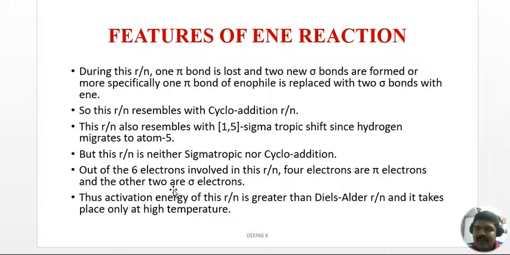So in the case of Diels-Alder, you don't have a sigma electron migration, so you can find the difference. You can say that the activation energy for this reaction will be greater than the Diels-Alder, because in the case of the Diels-Alder reaction, you have only pi electrons involved, which does not have any high activation barrier to cross over. But in the case of sigma electrons, a higher activation energy is required for the reaction, and that is why this reaction takes place only at high temperature.